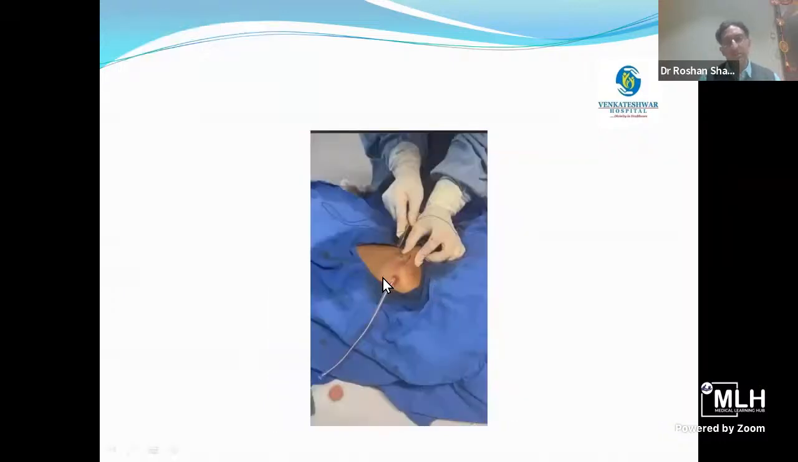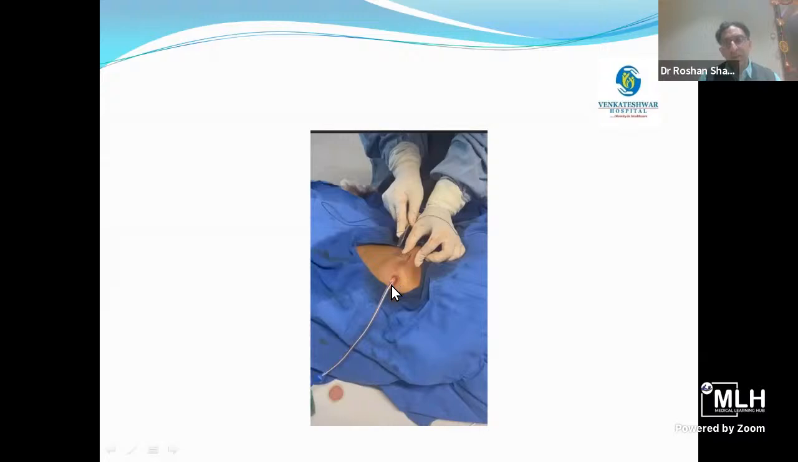This is a pleurx catheter. Generally, under ultrasound guidance, the proper position where to make the track is marked. Then after that, we put local anesthesia; this is the track.